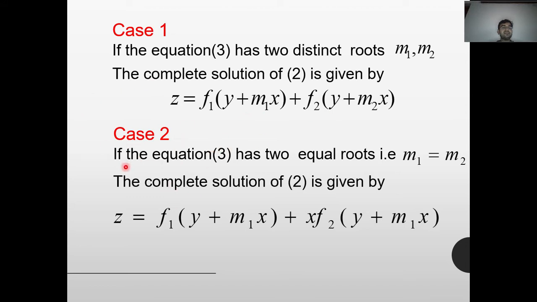And second case, if the equation has two equal roots, if roots are equal, then we have to consider an extra factor x. z is equal to f1(y + m1 x) + x f2(y + m1 x).